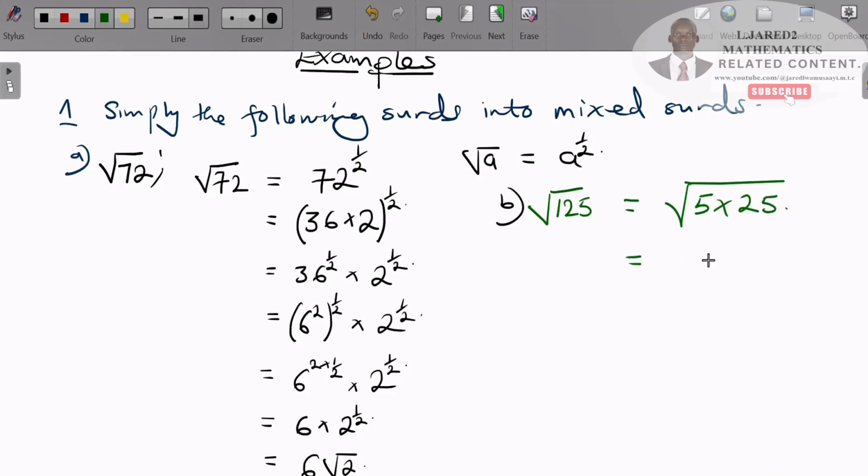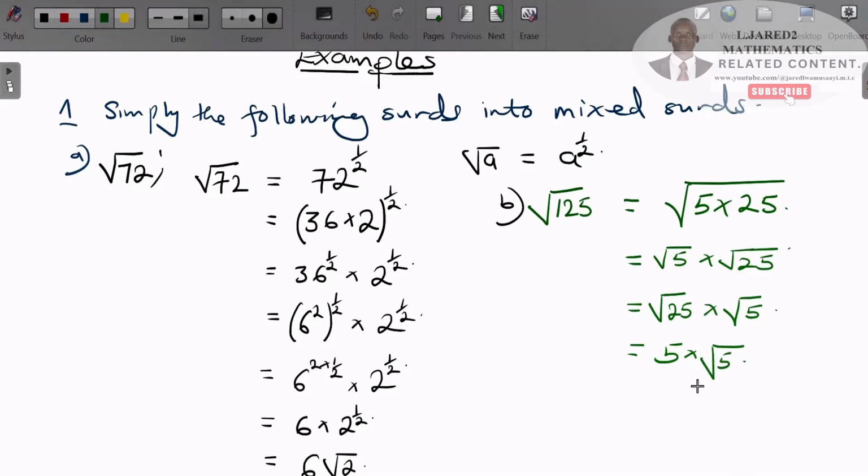This is the same as having the square root of 5 multiplied by the square root of 25. But we see that 25 is a square number, so this is the same as having the square root of 25 multiplied by the square root of 5. So 25 is a square number whereby its square root is 5. So we have 5 multiplied by, we can't get the square root of 5, so it remains square root of 5. So this becomes 5 root 5. Therefore, the square root of 125 is the same as 5 root 5 as a mixed surd.